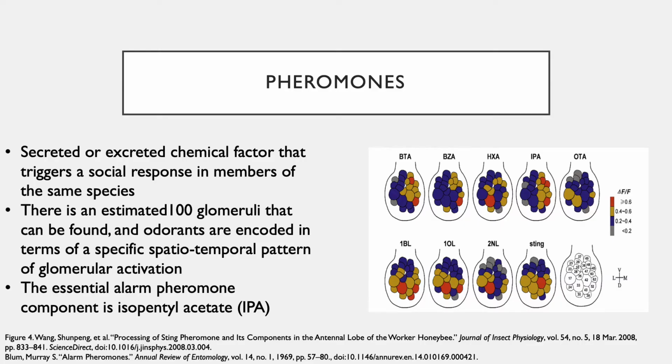So, let's go over what a pheromone is, just as a refresher. A pheromone is a secreted or excreted chemical factor that triggers a social response in members of the same species. Social insects, in this case honeybees, employ several glands in order to biosynthesize their alarm pheromone. Alarm pheromones appear to be normal constituents of the Dufour's gland secretions.